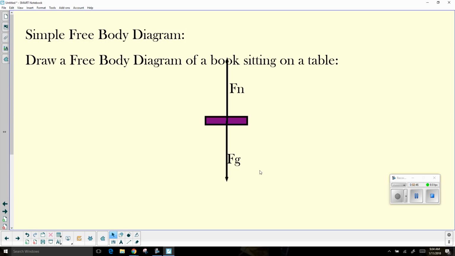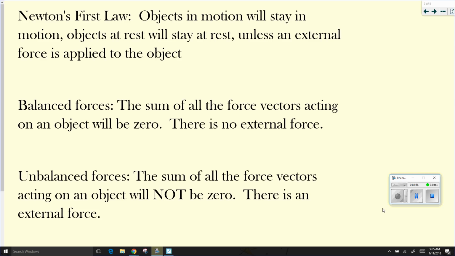So let's really focus in on the definition of balanced forces, unbalanced forces, and define Newton's first law of motion. We are finally to the point in physics where we get to talk about Newton's laws. So Newton's first law of motion states that objects in motion will stay in motion. Objects at rest will stay at rest unless an external force is applied to the object. A lot of times Newton's first law is also called the law of inertia. The tendency for an object to stay in motion is inertia.